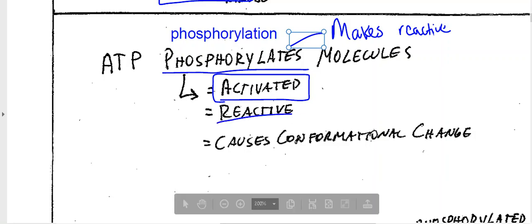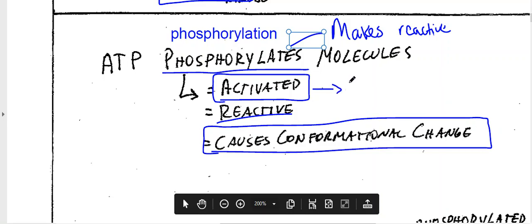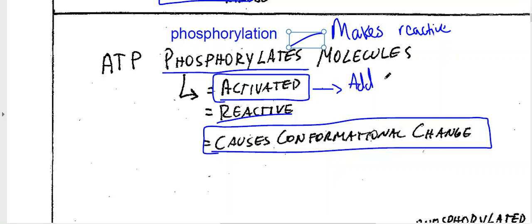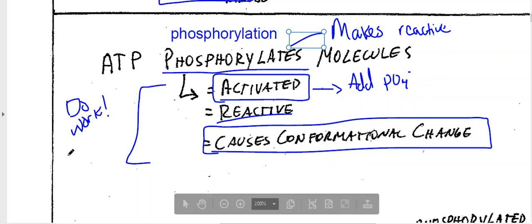Another way to say this is that it causes a conformational change, a literal shape change in whatever molecule is getting this phosphate group. So we can just go ahead and add here that we are adding a phosphate group, and as a result, we're activating it. Whatever receives it gets activated. And the net outcome is that we're going to do work. Things will happen. Something is going to happen, and we're going to talk about that something here.